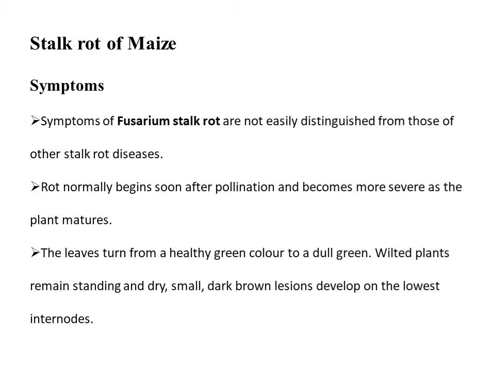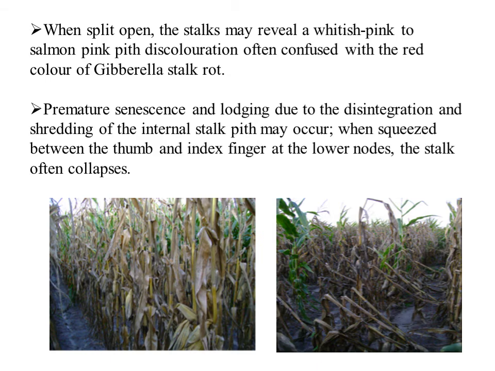Rot normally begins soon after pollination and becomes more severe as the plant matures. The leaves turn from a healthy green color to dull green. Wilted plants remain standing, dry. Small dark brown lesions develop in the lowest internodes. When split open, the stalks may reveal a whitish pink to salmon pink pith discoloration, which can be confused with the red color of Gibberella stalk rot.